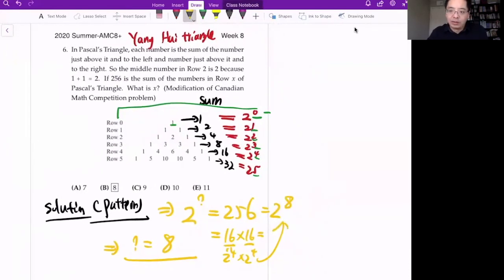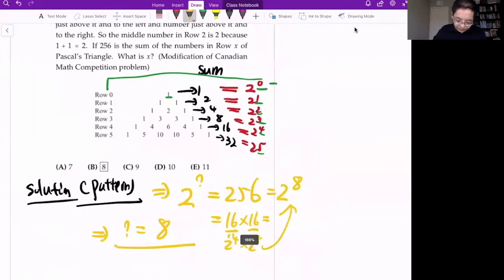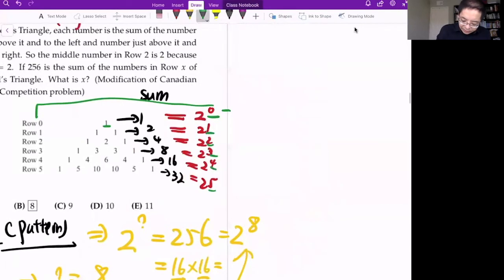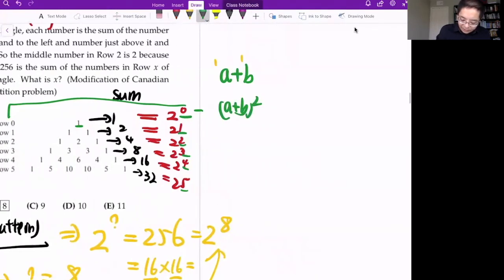So we get the answer by looking at the pattern of sums on each row. Now, I want to say a little bit more about this Pascal triangle. What is it really for? Here is some algebra. If I look at A plus B, the coefficients are 1 and 1. Now, if I look at A plus B squared, what do we have? This is A squared plus 2AB plus B squared. So I get 1, 2, 1.